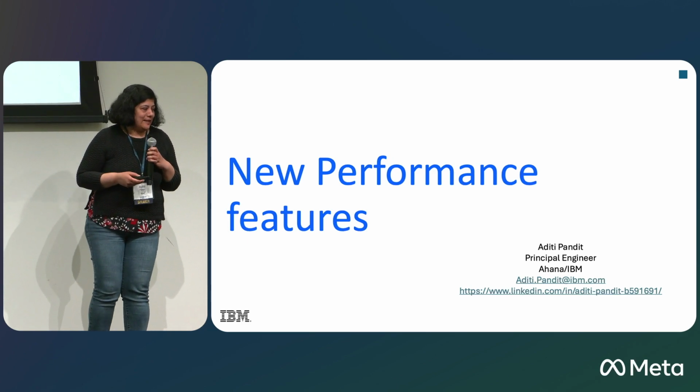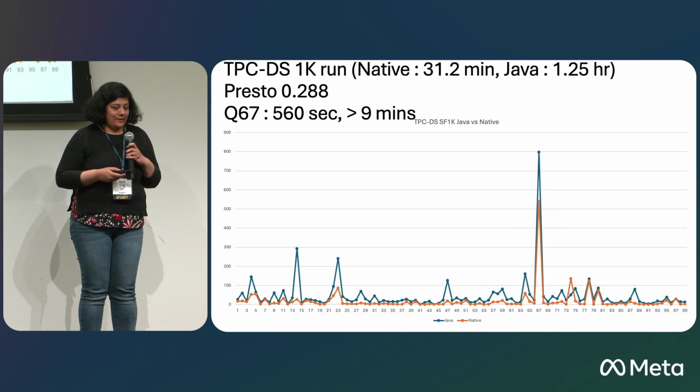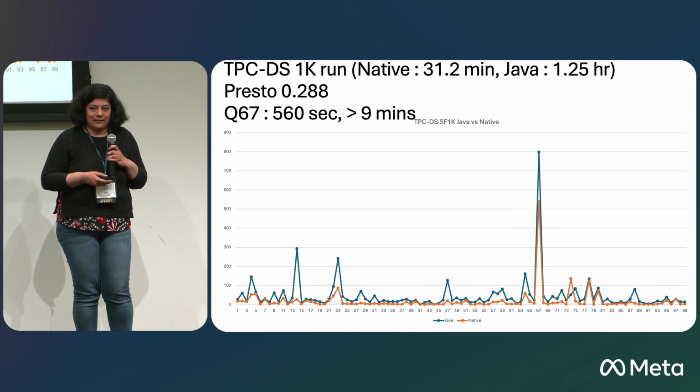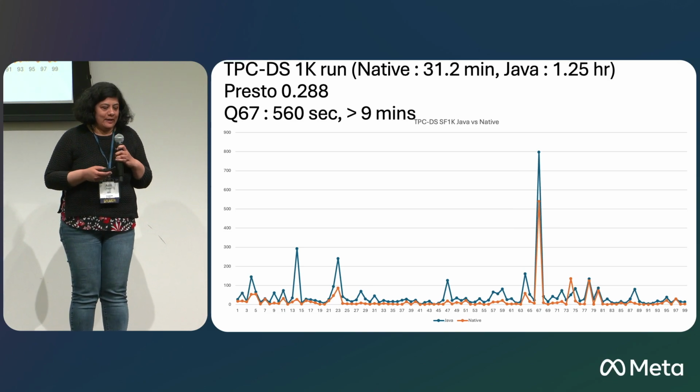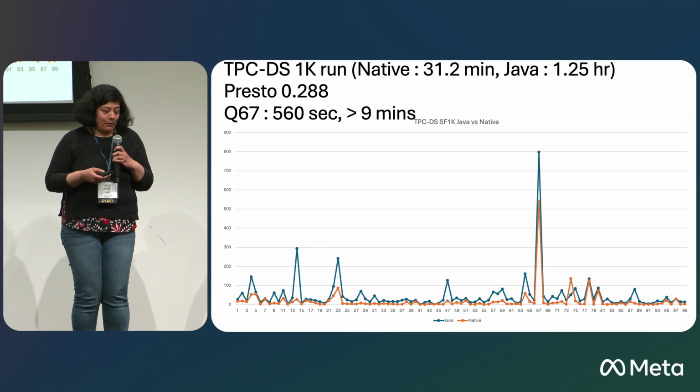So our next set of features are around performance. We came up with these features examining our TPC-DS query workloads, but these are really broadly applicable features and are useful across the board. So the first feature is something we're calling streaming top N.